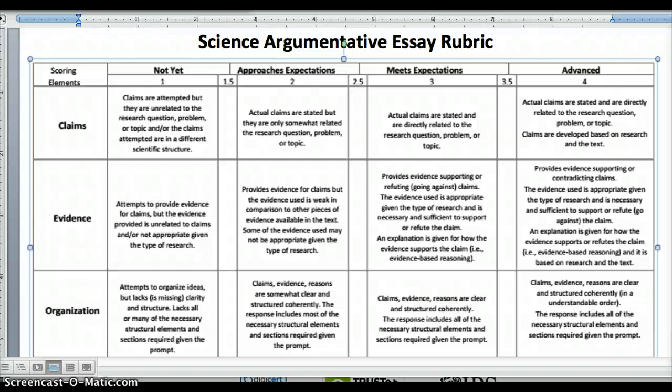So in this video, I'm going to cover what our science argumentative essay rubric looks like and what you need to do to score as high as possible and write as strong of an argumentative essay as possible in science.